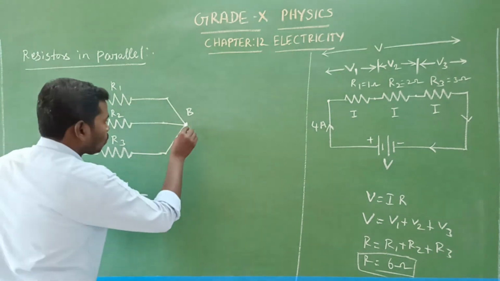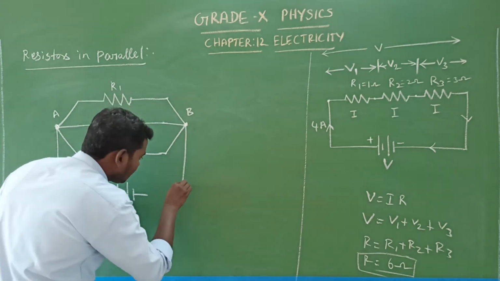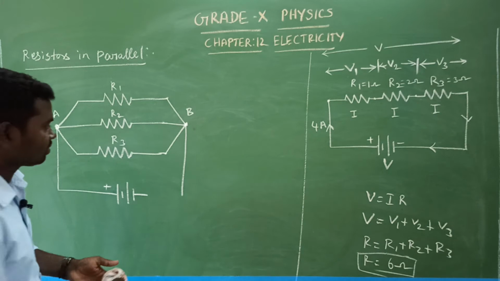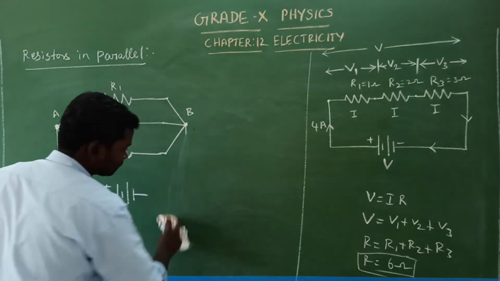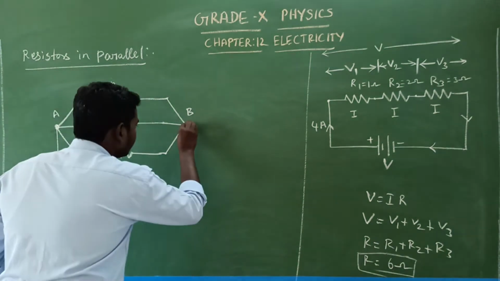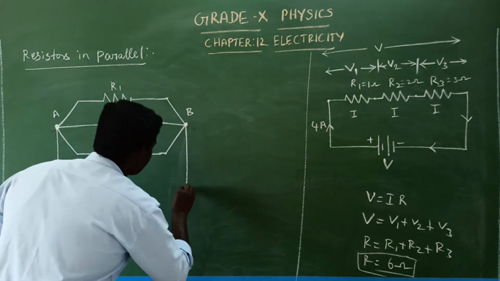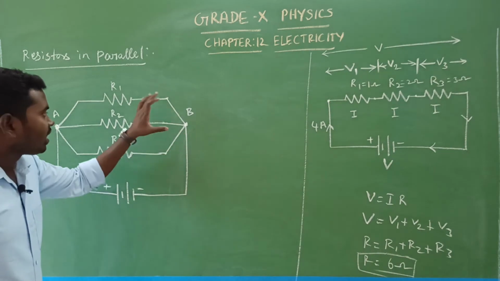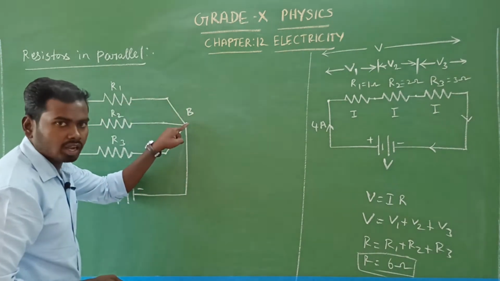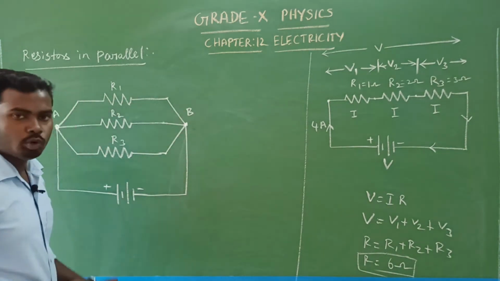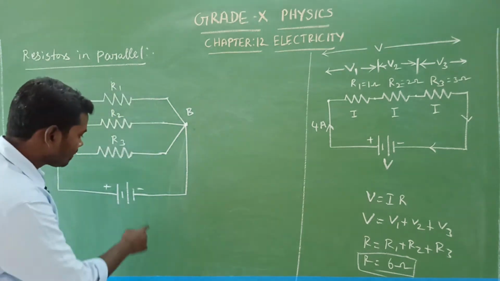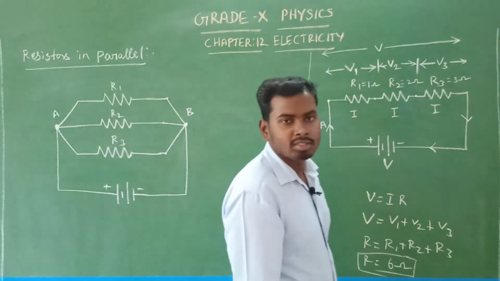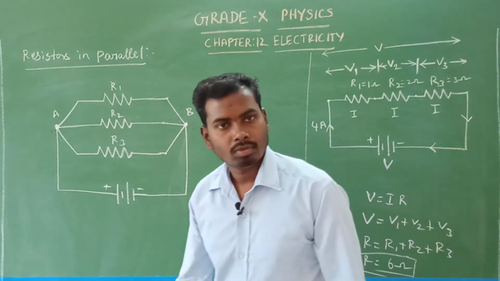Next, the other end of all the resistors. Look here, the other end. The other end of all the resistors is connected to the negative terminal of the battery. What is that? Negative terminal of the battery. Is it clear? This combination is said to be in parallel, students. That's all. Very easy one.